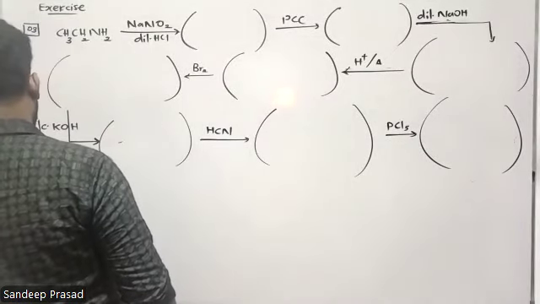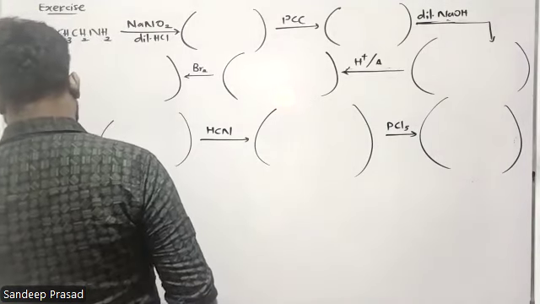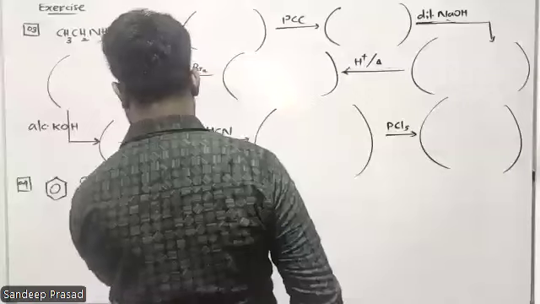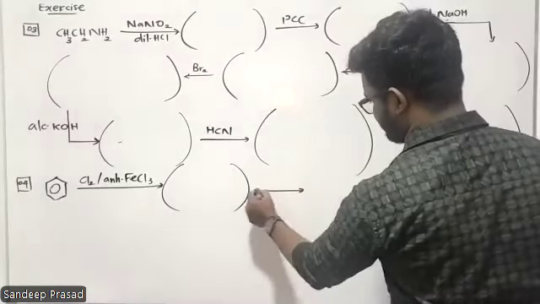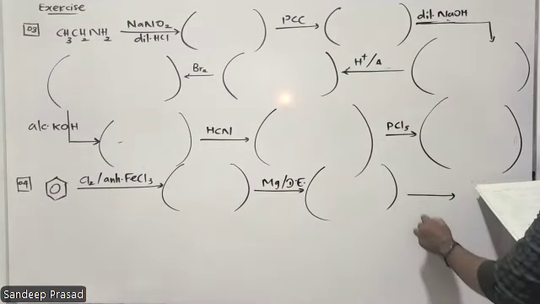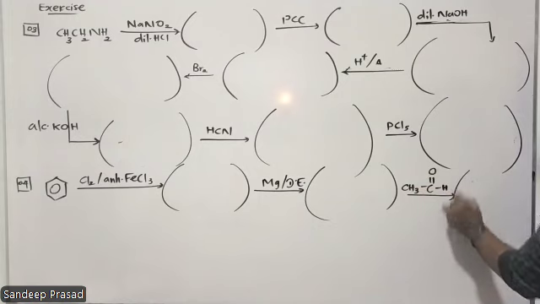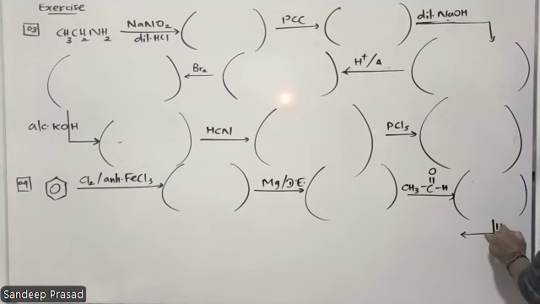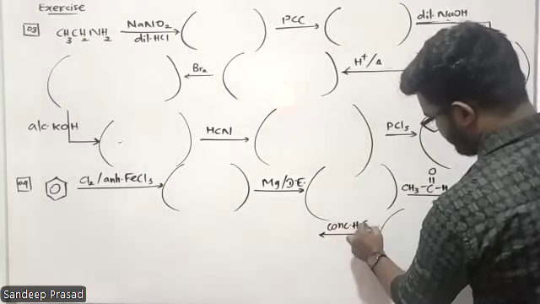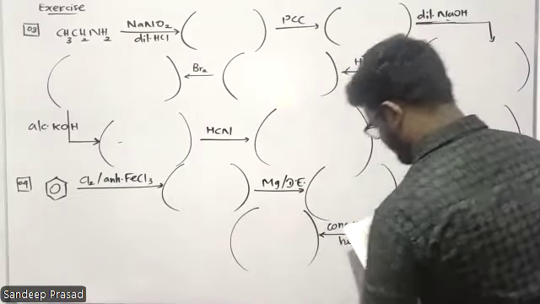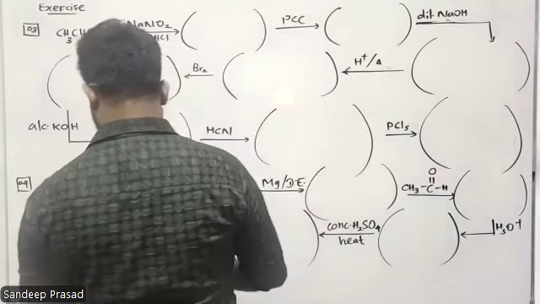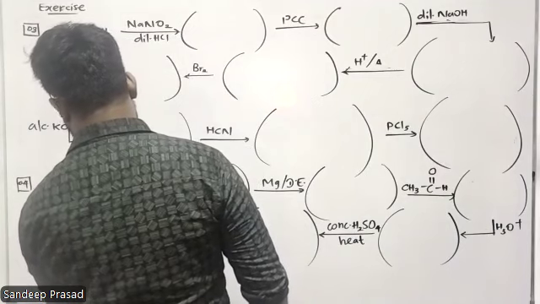So let's move to the fourth one. Benzene, chlorine with anhydrous ferric chloride, magnesium in dry ether, ethanol is added, H3O plus, concentrated sulfuric acid, heat, Br2, alcoholic KOH.